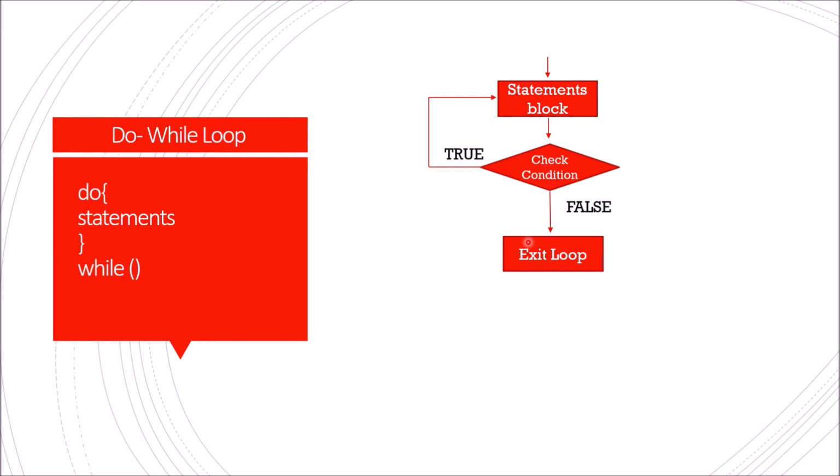Okay, so basically it's said to execute at least once, because in the first run we just execute the statements unconditionally. However, for the next run we will check the condition. If it's true, it will be repeated. Otherwise, it will exit the loop.